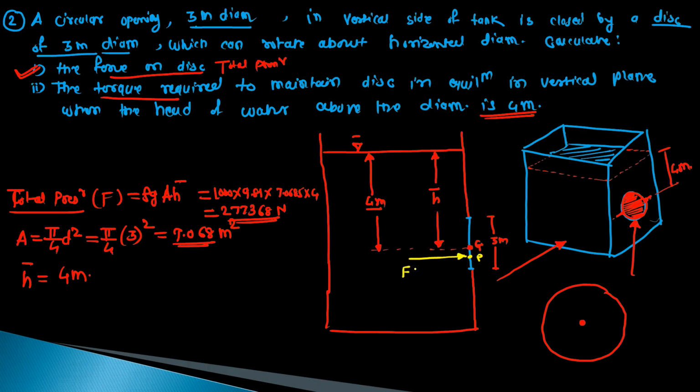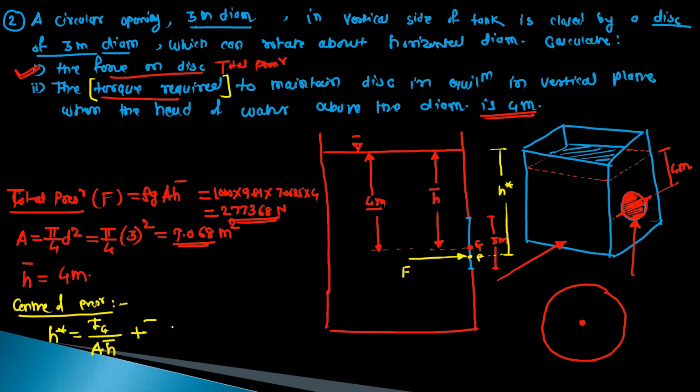That is F. Now we have to find out the distance of P with respect to the free surface. That is called the H star value. It is the center of pressure. The second question is not to find the center of pressure, we have to find the torque. But to find this torque, we first have to find the center of pressure, that is the point of application. So H star you can find out as Ig upon A h bar plus h bar.